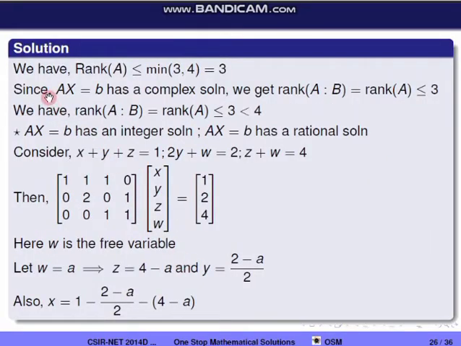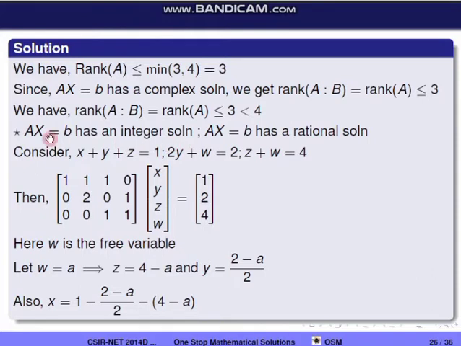So they have given A to be a 3 cross 4 matrix. Therefore rank of A is less than or equal to the minimum of 3 comma 4. That is, rank of A is less than or equal to 3. And the system Ax equal to B has a complex solution. Therefore, rank of A augmented with B is equal to rank of A, which is less than or equal to 3, which is less than 4, the number of variables. So now we'll check the options one by one.